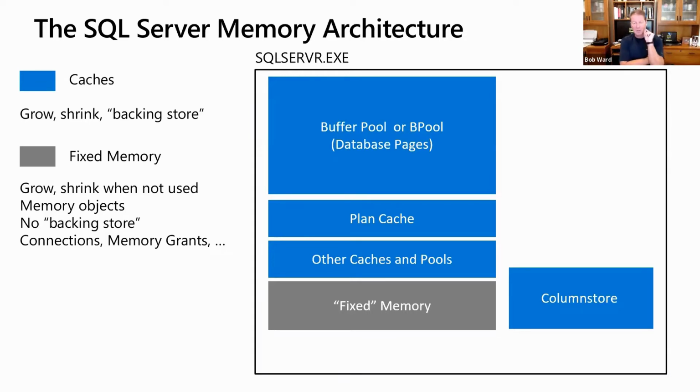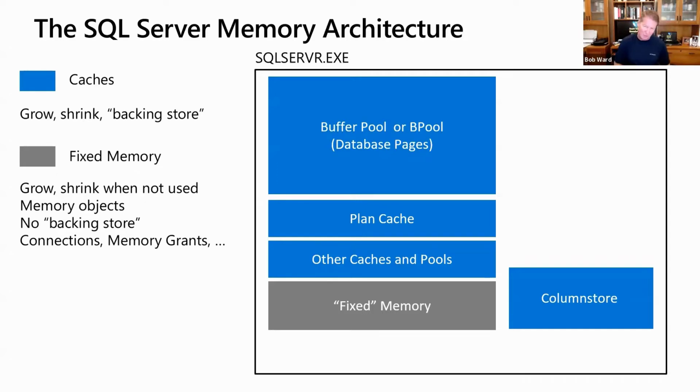Now, there's something called fixed memory within SQL Server. Notice it's a lot less in this diagram. It's a smaller block. And why is it called fixed? Well, we can grow and shrink this when it's not being used. We use something often called a memory object for this fixed memory, but there is no backing store for fixed memory.